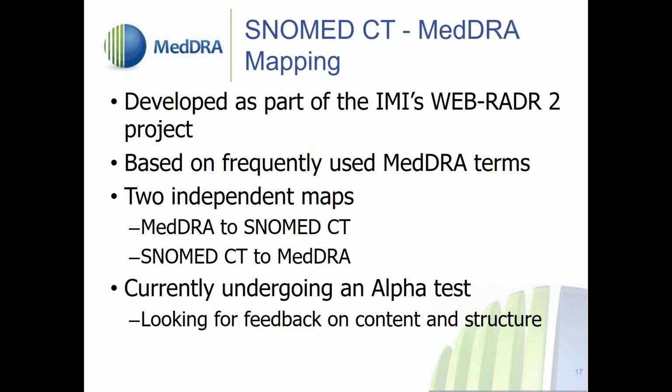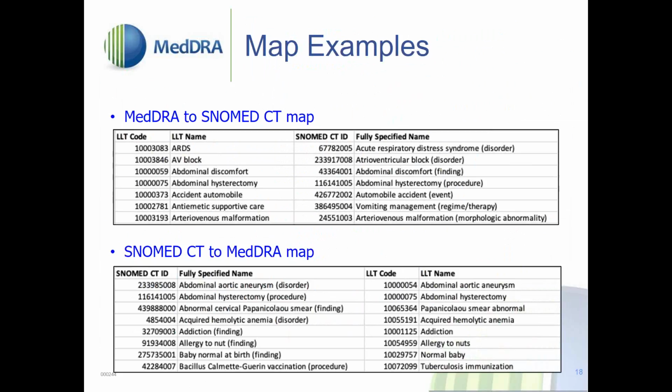So the first mapping is from MedDRA to SNOMED CT, and we have a strong potential use case for this. For example, we can facilitate this mapping to help MedDRA-coded regulatory data feeding into clinical decision support systems. Similarly, we can have the SNOMED CT to MedDRA map. This can facilitate SNOMED-encoded electronic health record data to be converted to MedDRA for adverse event reporting or epidemiological research. Currently, we're undergoing an alpha test for these mappings. And on the next slide, I'm going to show you more detail of what the mapping looks like.